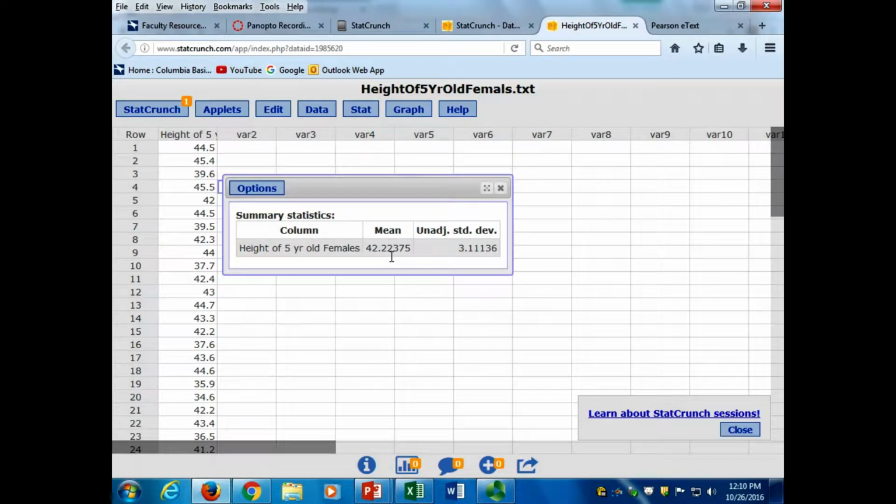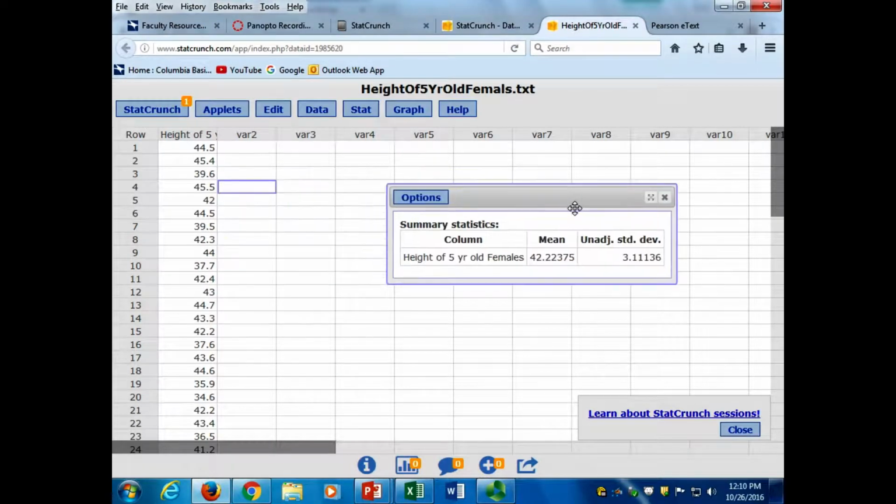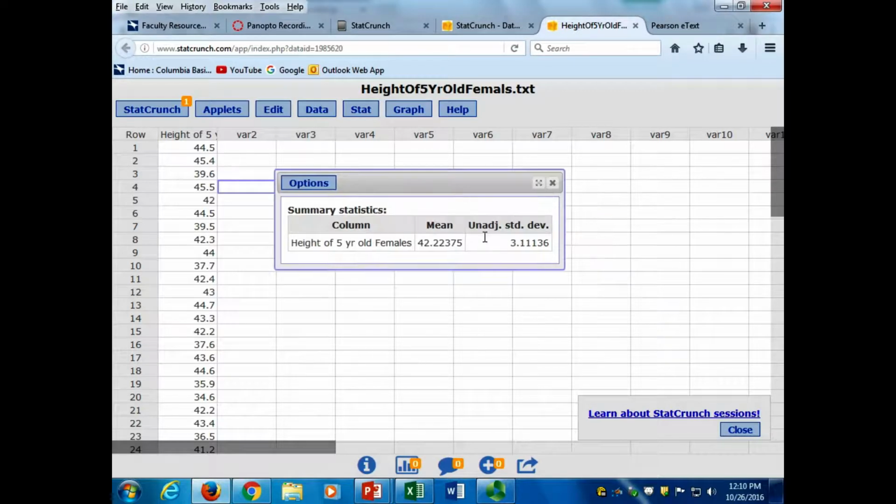So 42.22, 3.11. I want to remember those. Somebody write those down. The mean is 42.22. The standard deviation is 3.11. Yeah, somebody wrote those down? Perfect. Okay, here's what I'm going to do.